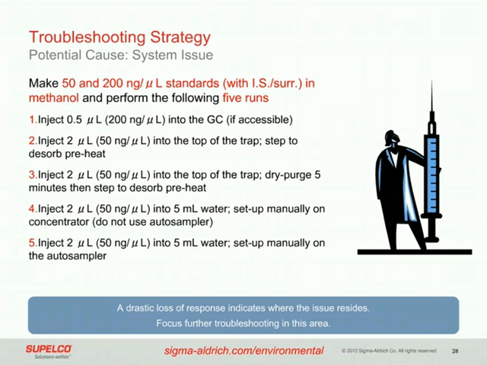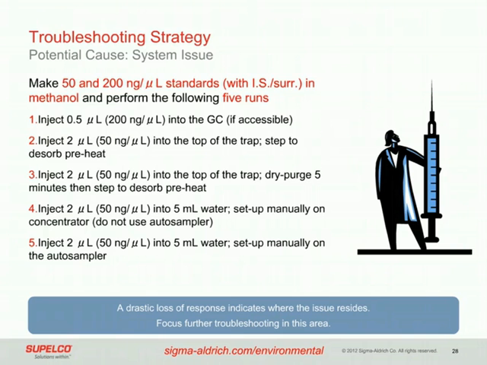Injection 4 is to do 2 microliters of the lower concentration standard into 5 mLs of water and set it up manually on the concentrator. Don't use your autosampler. This is going to check your tubing and your plumbing and your valving from the concentrator, rather, through the system.